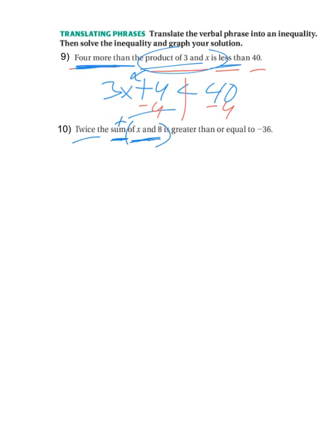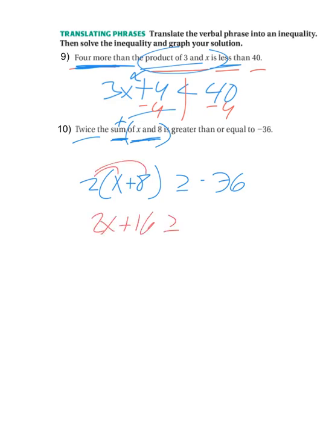Okay, so what this is going to look like is I'm grouping that, x and 8, and I'm taking x plus 8, because it's a sum, and I'm taking twice that, so 2 times in parentheses, x plus 8, is greater than or equal to -36, okay? From here now I'm going to distribute and get 2x plus 16 is greater than or equal to -36. Draw my line, subtract 16, and keep on going from here, you guys. You can take it from this point.